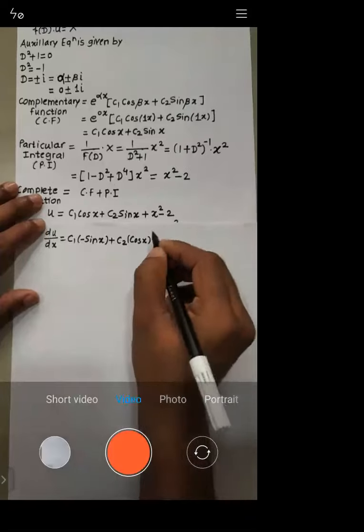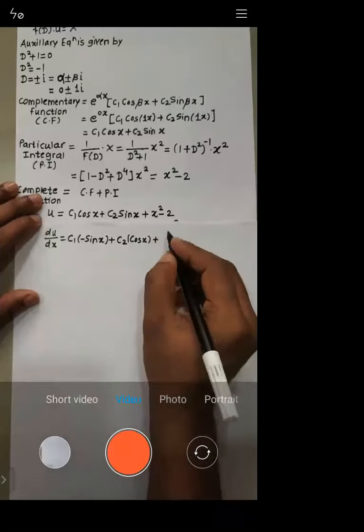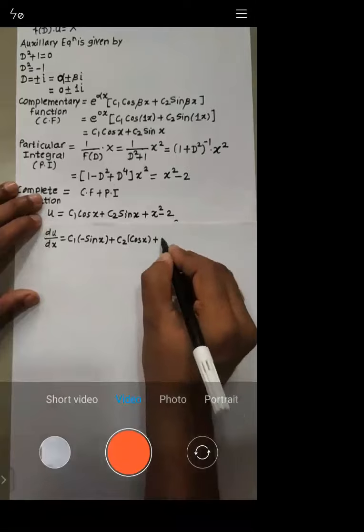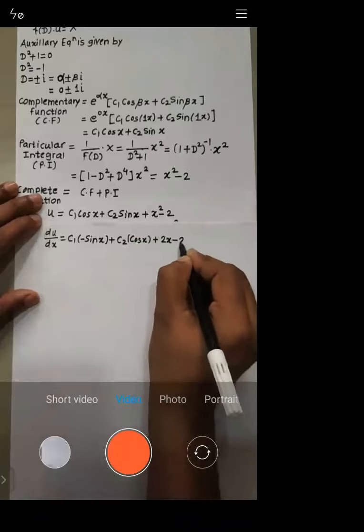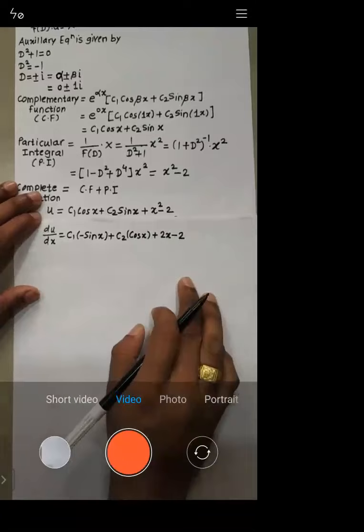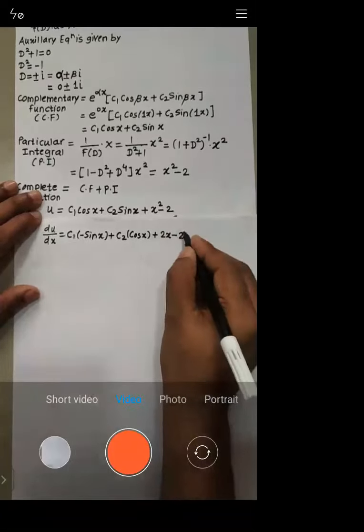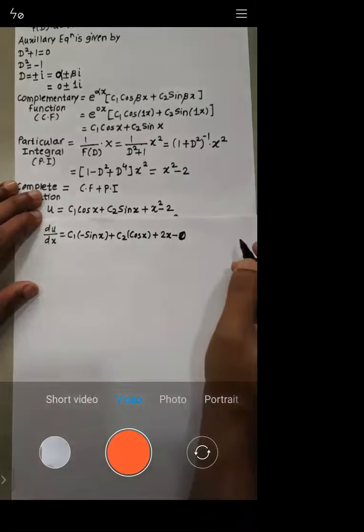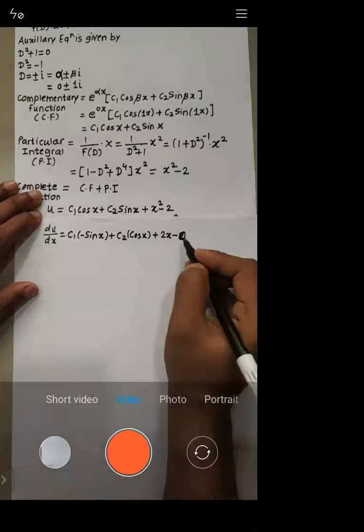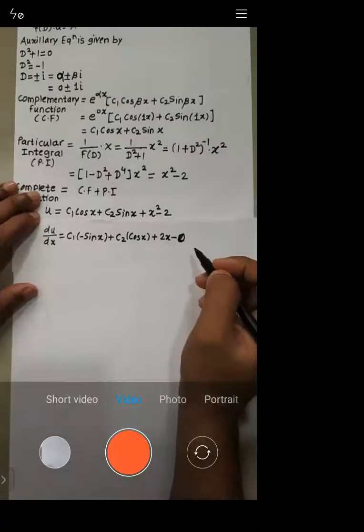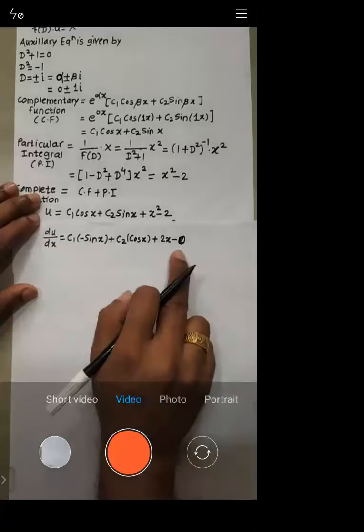Plus, what is the derivative of x square? 2x. 2x minus 2. Is it okay? And what is the derivative of 2? Tell me. It's 0, right? Derivative of 2 is 0. Is it okay? Now see, you have calculated du by dx.